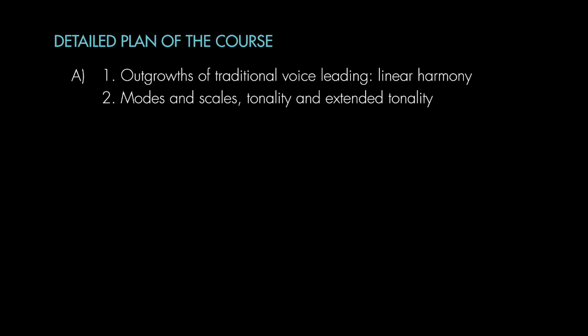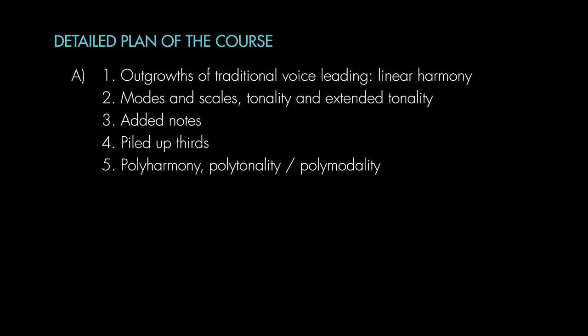The second lesson is going to be about modes and scales, with some discussion about tonality and extended tonality. The third lesson is about added note chords. You see a lot of those in jazz. The fourth lesson is about chords that are piled up in thirds, 11th chords, 13th chords, and so on. The fifth lesson is going to be about polyharmony and polytonality and polymodality. That will bring us to the end of the parts that come out of traditional harmony.